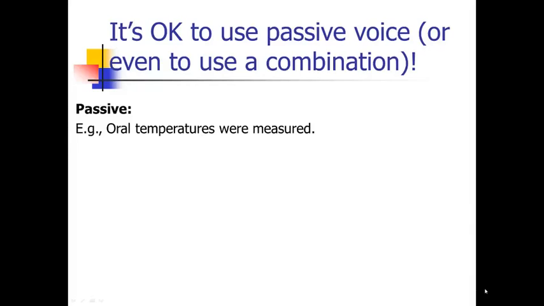So for example, "oral temperatures were measured." That's in the passive voice. That emphasizes the oral temperatures as opposed to the authors of the paper, and that's appropriate there. The other reason it's okay to use the passive voice is that most people don't read the methods section word for word. So it's okay if the methods section is a little boring. You can expect that your reader is just going to skim it and look for the key things they want more information on. So you don't have to treat it as though it's got to be great prose.